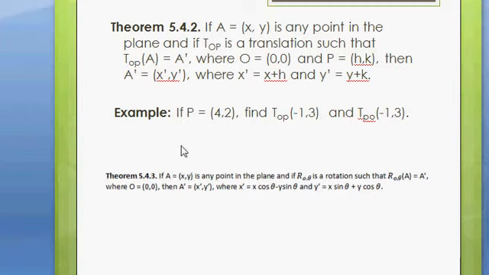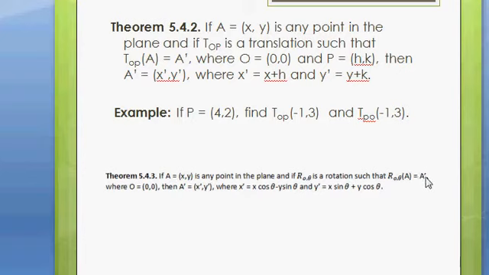Okay. Let's look at rotations next. This may look familiar if you've had linear algebra and you've done this with matrices. Let's see where this comes from. A rotation about the origin at first. Theorem 5.4.3 says if A is equal to x, y, and it's any point in the plane, and we're going to do a rotation about the origin, that's a little o, by theta degrees, which by convention is going to be positive in the counterclockwise direction.